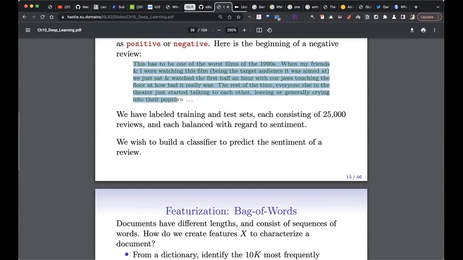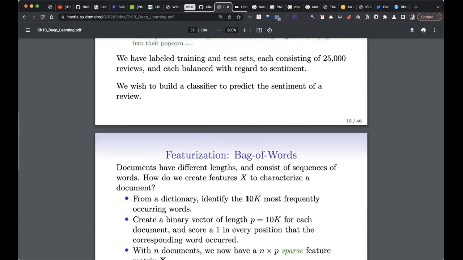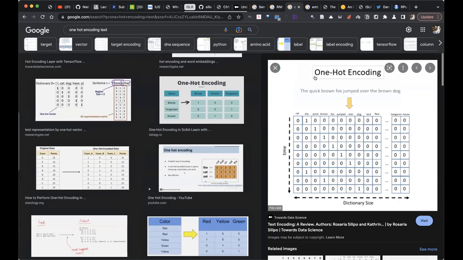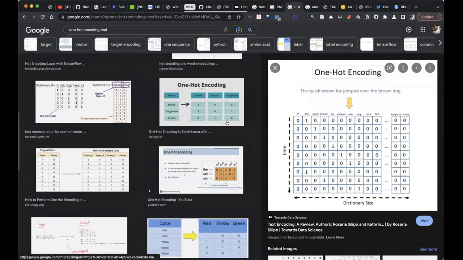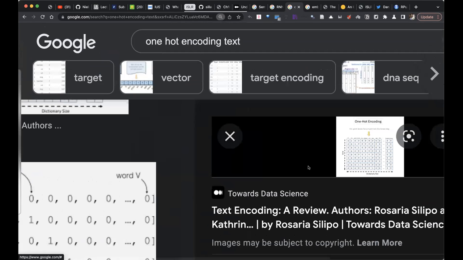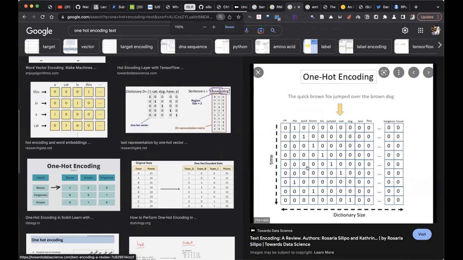So here, if we have this kind of review, 50,000 of them, we just binarize them or create a bag of words with frequencies and take like the top 10,000 most frequently occurring words. This is just random. And create what is called a one hot encoder and stuff like that. I wanna show this example. Okay, so you can see here we have something like cat, the quick brown fox jumps over, and so on.